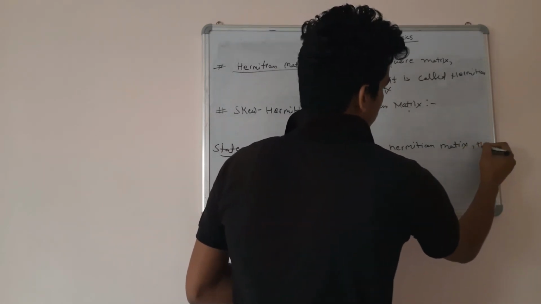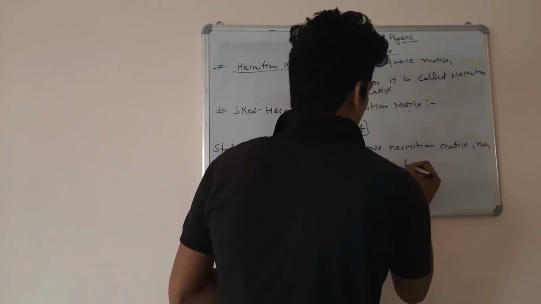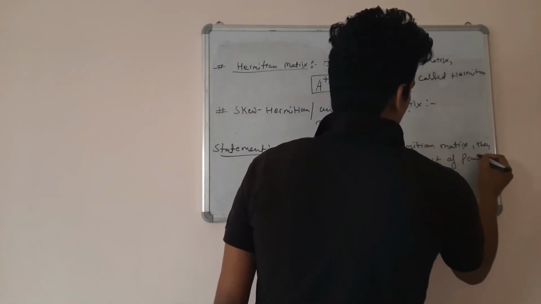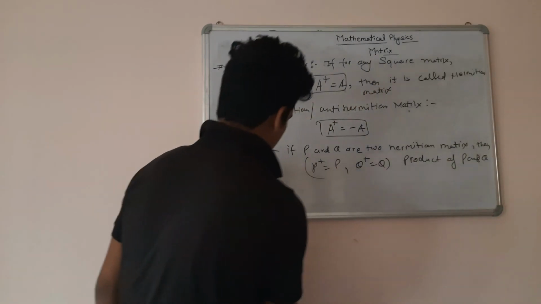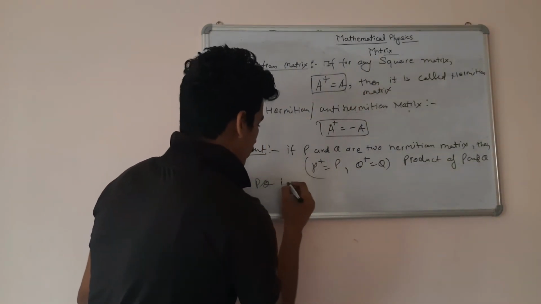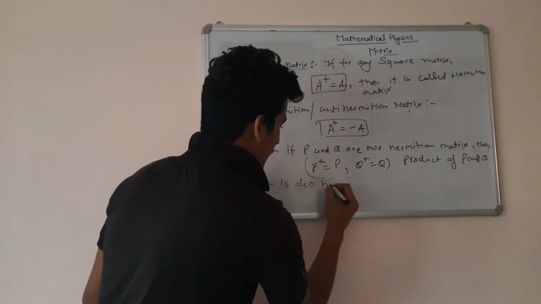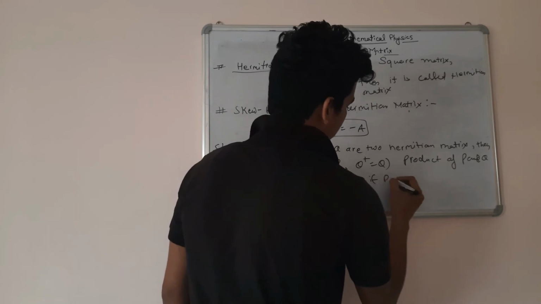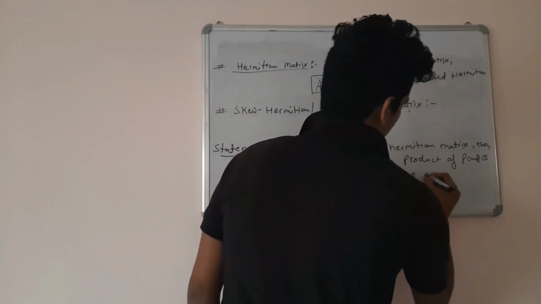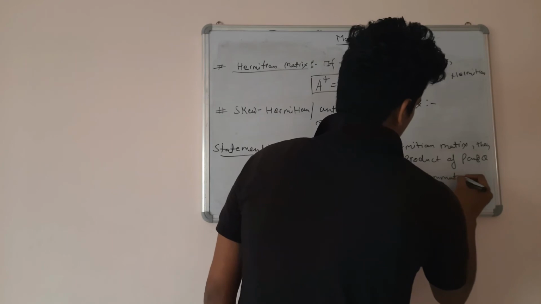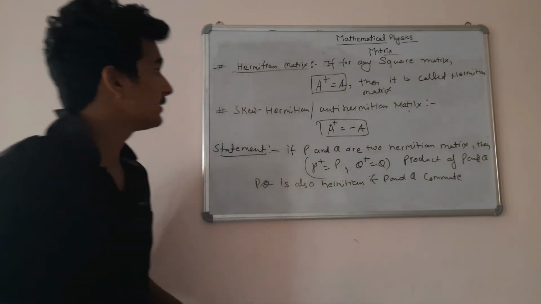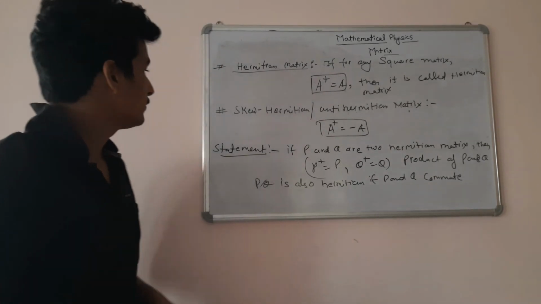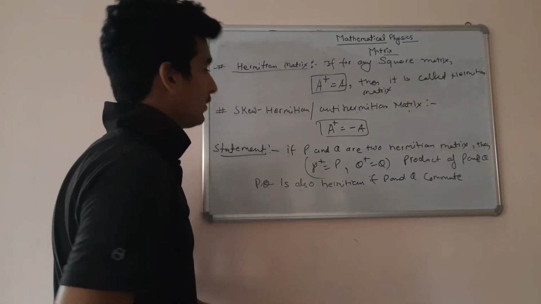Then the product of P and Q, the product of two Hermitian matrices P, Q, is also Hermitian if P and Q commute. So this is a statement. We have to prove this statement. I hope you all note it down. Someone who has not, pause the video and note it.